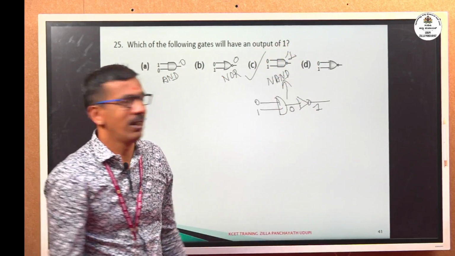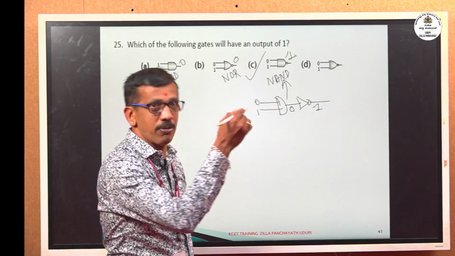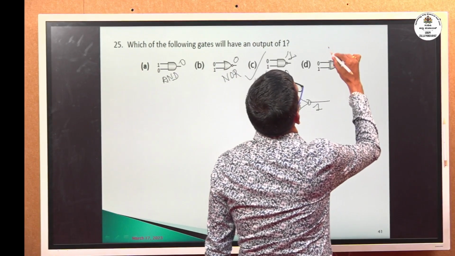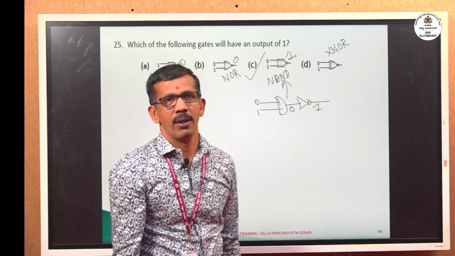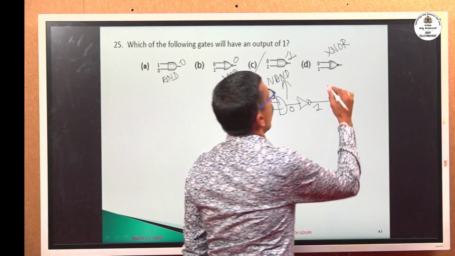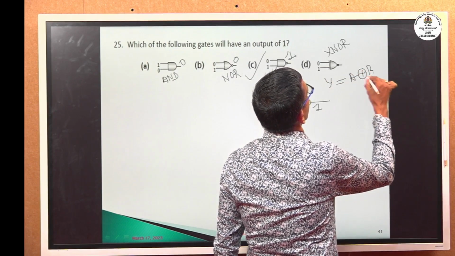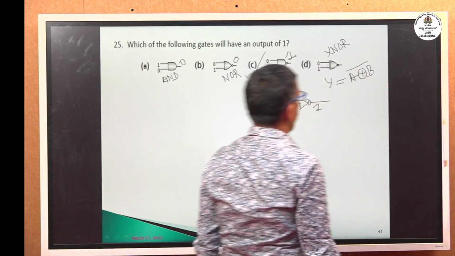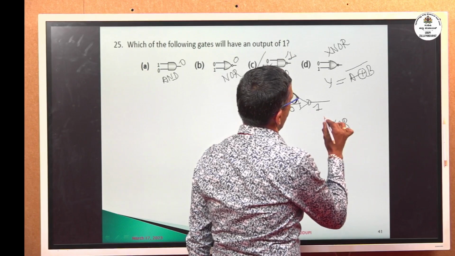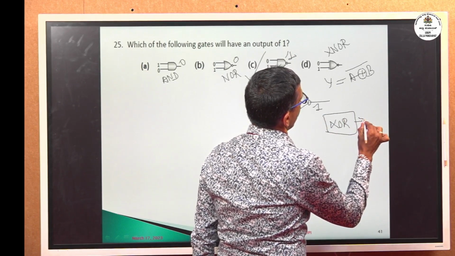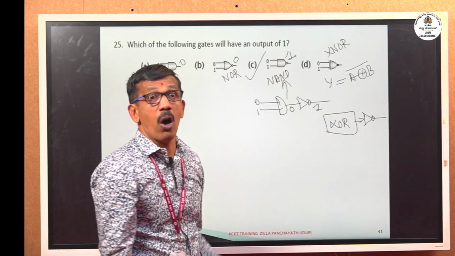What about the last? This gate is not in our syllabus, but they will ask for competitive exams. It is the XNOR gate. What is the XNOR gate? Its output is Y equal to A plus circle B complement, or it is the XOR gate followed by a NOT gate.